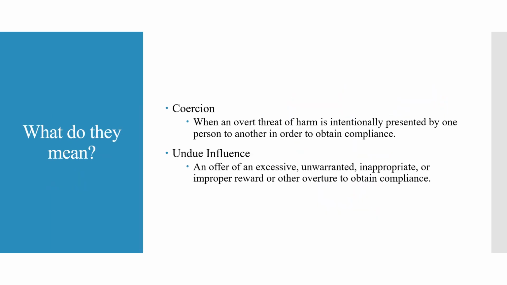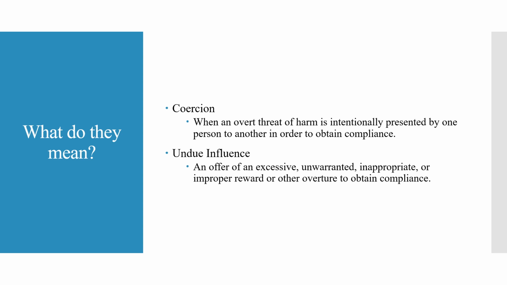It can be tricky to learn anything if you don't actually know what they mean, so let's talk about what coercion and undue influence mean in the IRB world. Coercion is when an overt threat of harm is intentionally presented by one person to another in order to obtain compliance. And don't worry, we'll be going over examples of these in just a moment. Undue influence is an offer of excessive, unwarranted, inappropriate, or improper reward or other overture to obtain compliance.